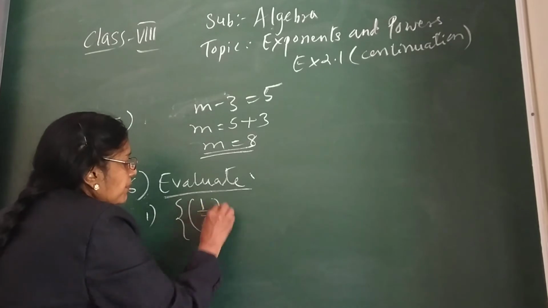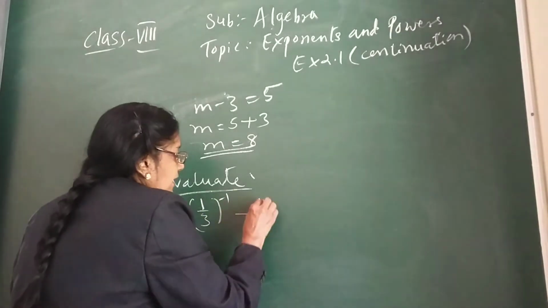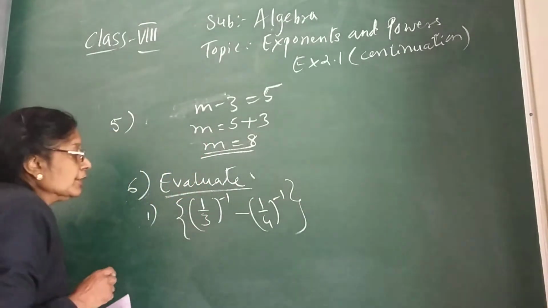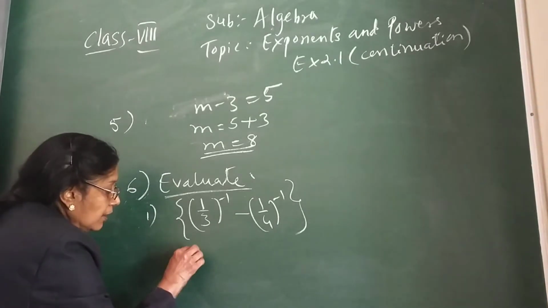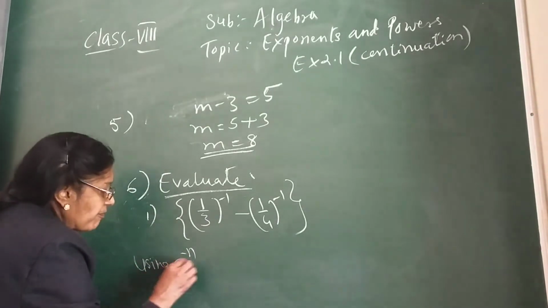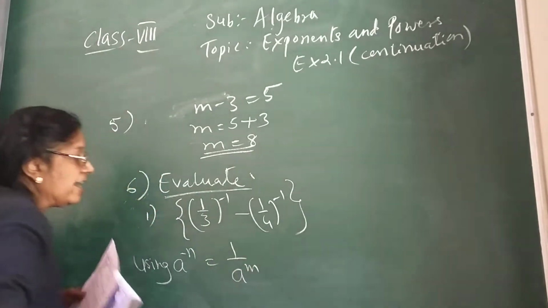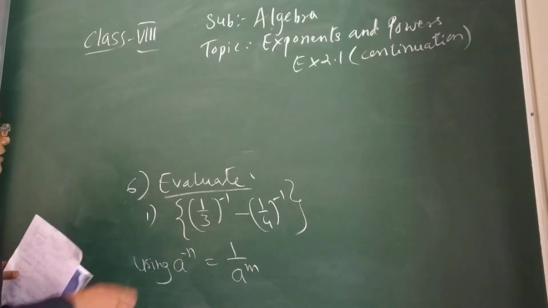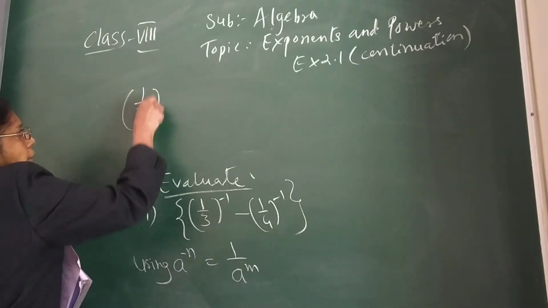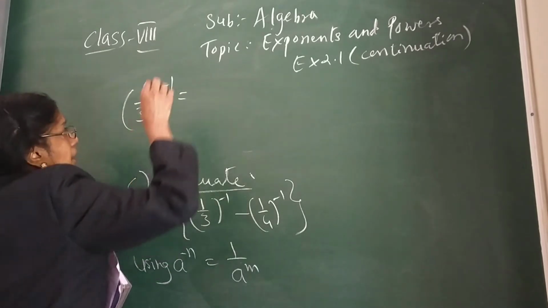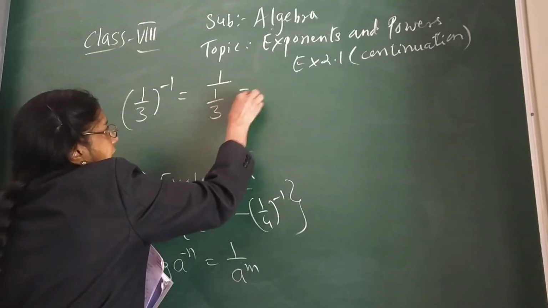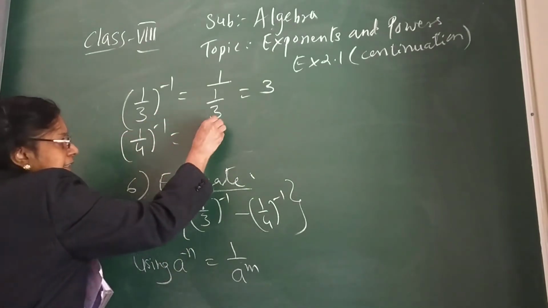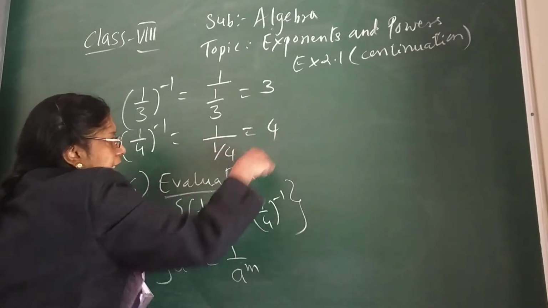(1/3)^(-1) minus (1/4)^(-1). This is given. So what do we have to do? We have to use the law a to the power of minus n is equal to 1 by a to the power of n, so we take the reciprocal. (1/3)^(-1) is equal to 3, and (1/4)^(-1) is equal to 4.